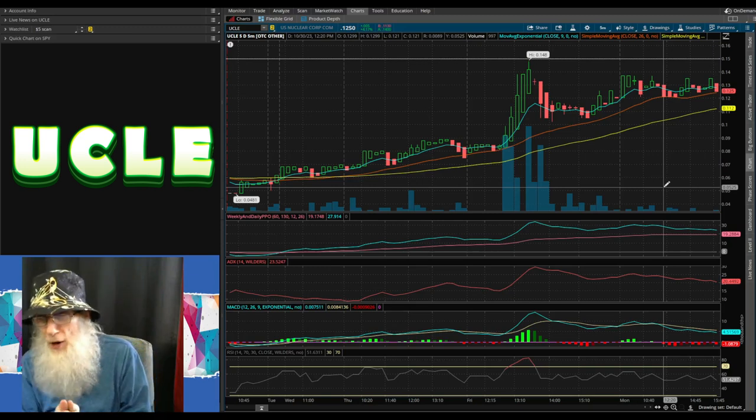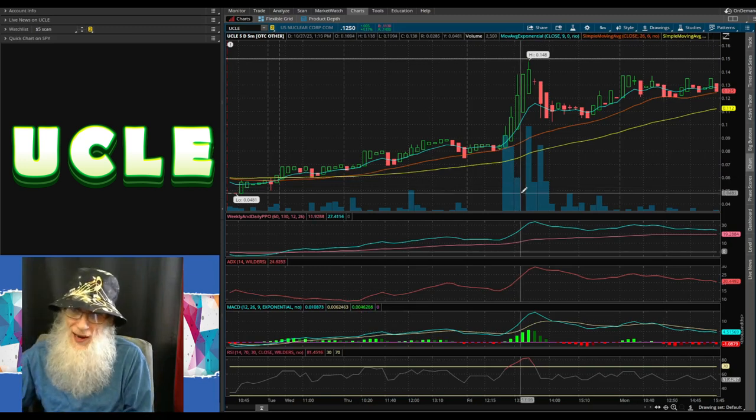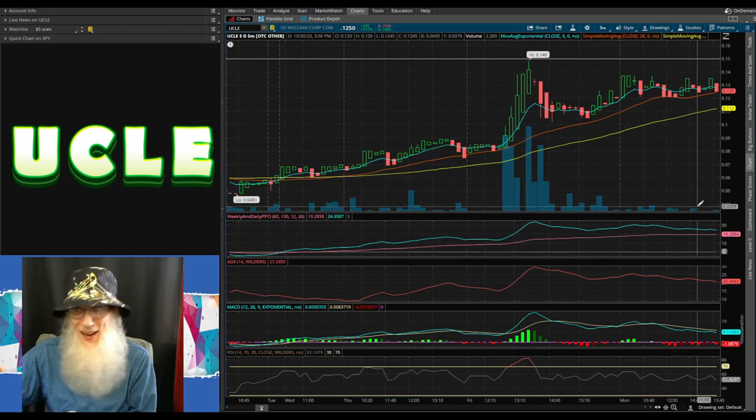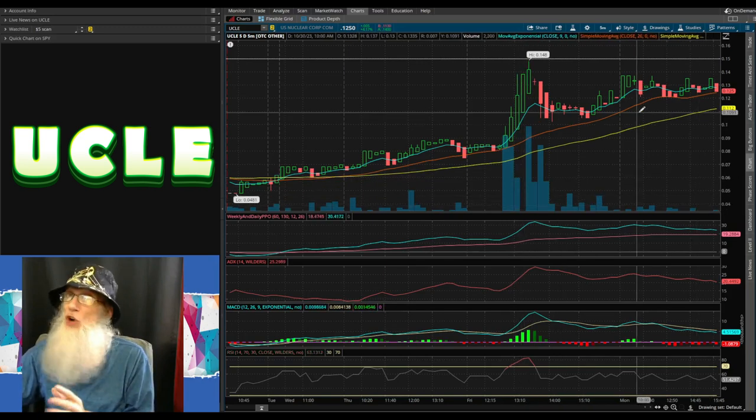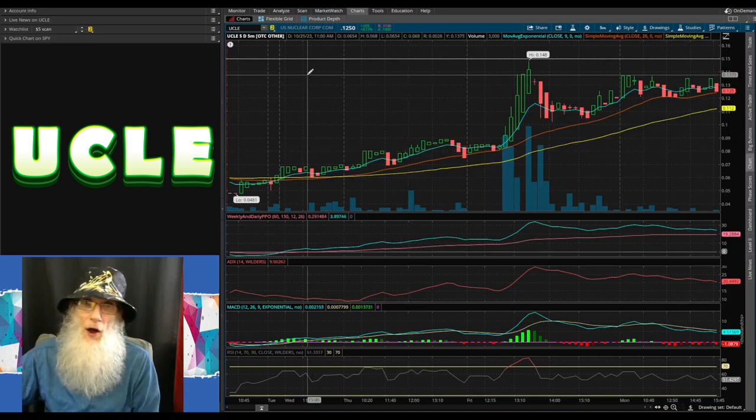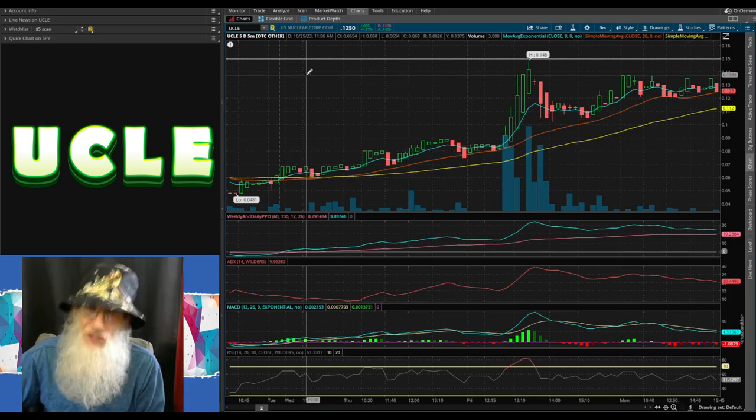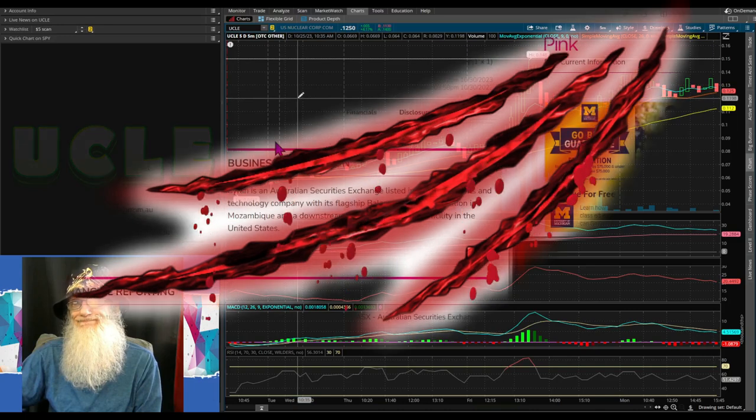If the volume comes in, you can see we had lots of volume the other day, but today not very much volume and she's going sideways. So keep your eye on her. But UCLE, she is definitely one to watch.